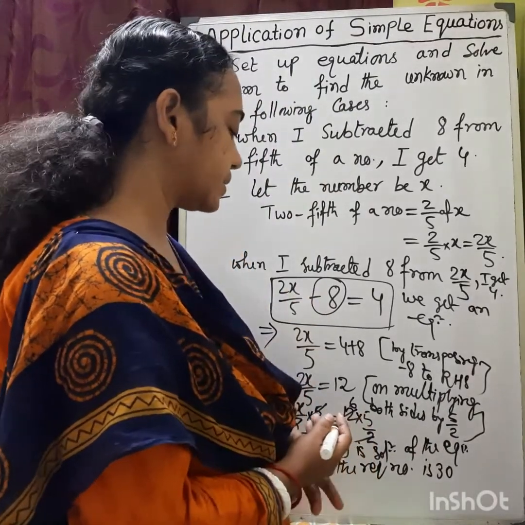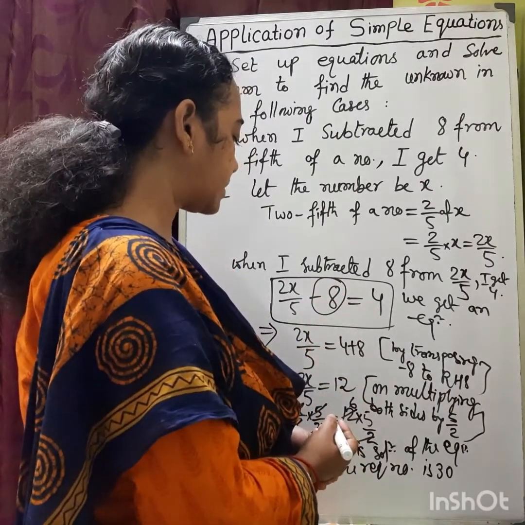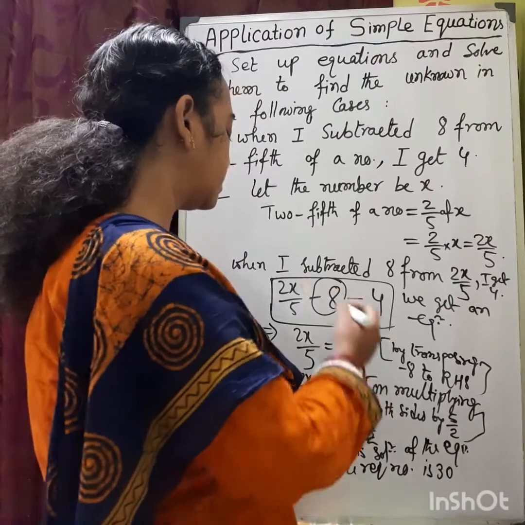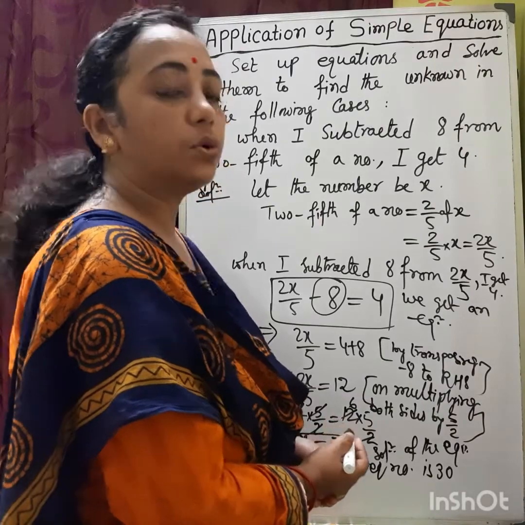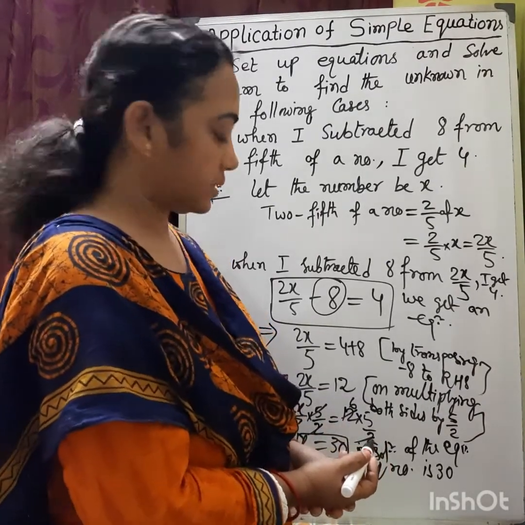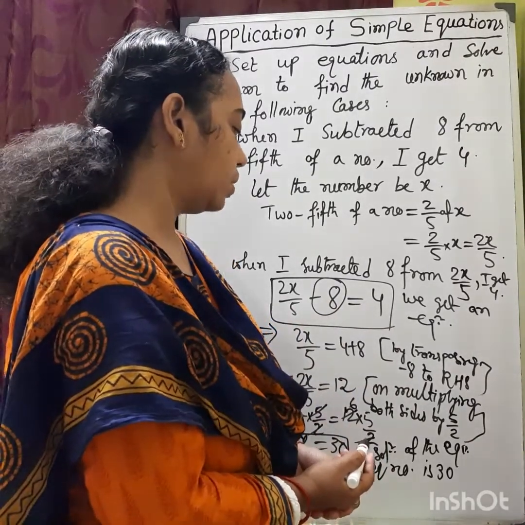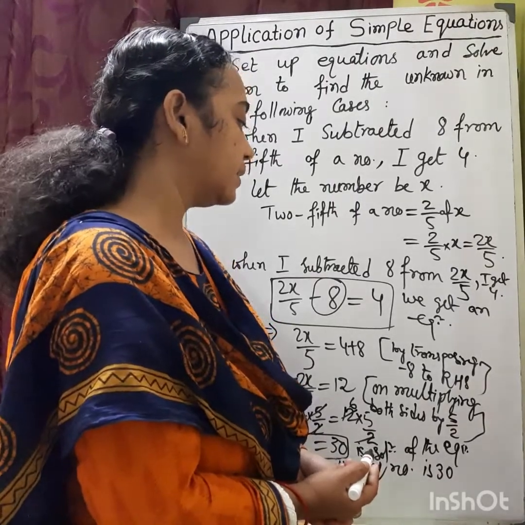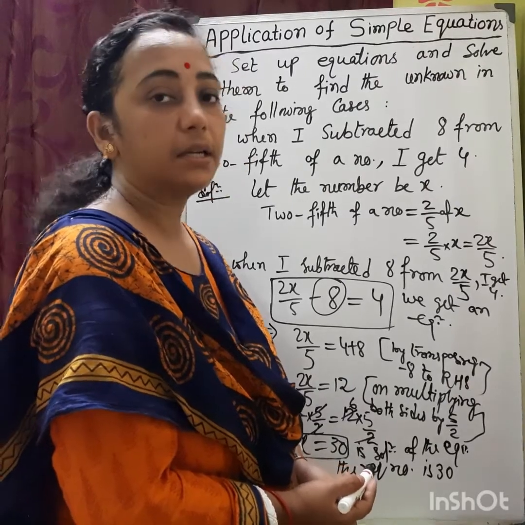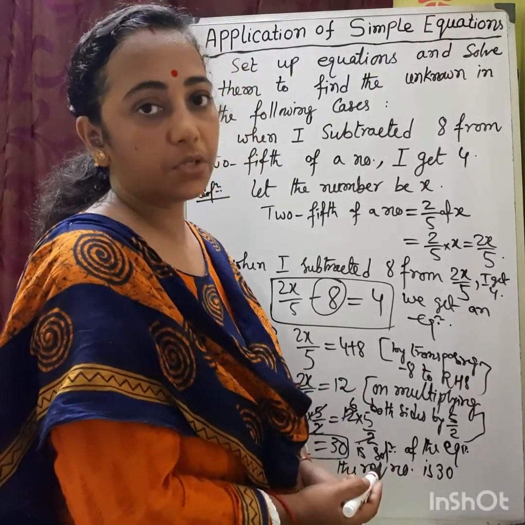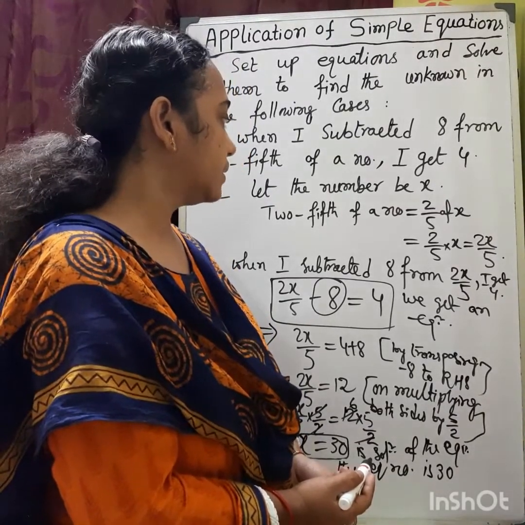Now let us check that this result is correct or not. We will put in the left hand side of the equation, 2x by 5 minus 8. In place of x, if we put x equal to 30, that is 2 multiplied by 30, it becomes 60. 60 by 5 means 12 5s are 60, so it will come 12, and 12 minus 8 is 4. Which is same as the right hand side, that is 4. So both the sides we are getting the same result. That means x equal to 30 is satisfying this equation. So the required number is 30.